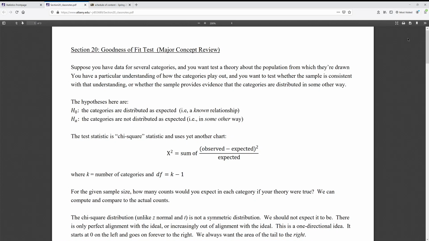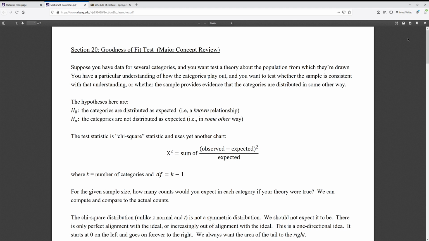Section 20. Okay, we talked a lot about numbers. Now let's talk about categories. So suppose you've got a categorical variable. It could be something as simple as people who are left-handed or right-handed. And you want to test a theory about the population in question. Maybe you want to test the theory that 10% of people in the United States are left-handed, for instance, and 90% are right-handed.